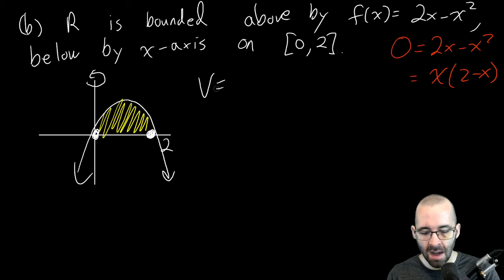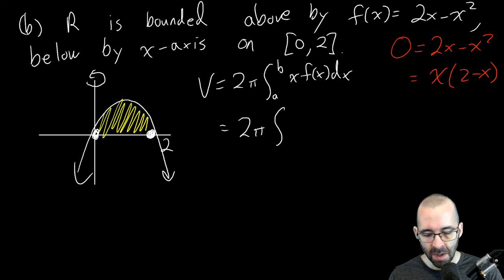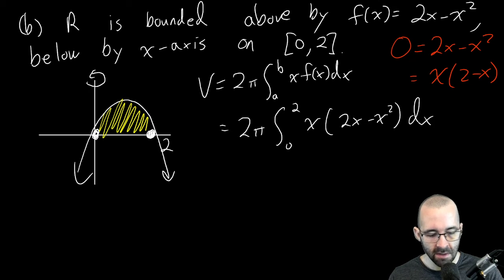I'm going to copy the formula down so we can use it a little bit more easily. This is the formula for revolving around the y-axis, which is what we're doing. Well, that's what we have here: 2 pi integral from 0 to 2 of x times f of x. We're basically done. Now we just evaluate this simple definite integral and we're good to go.